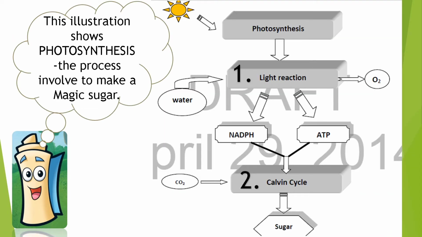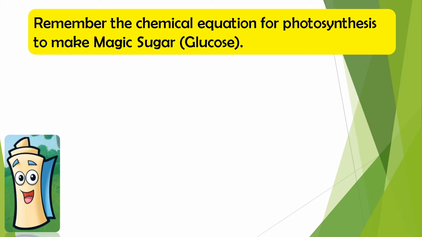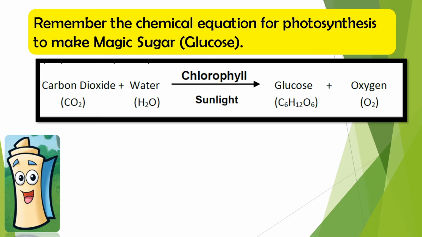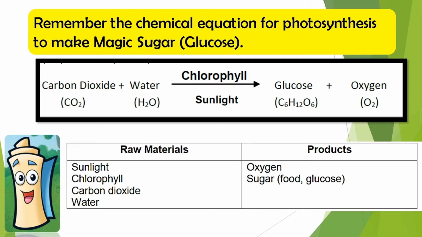This illustration shows photosynthesis, the process involved to make a magic sugar. Remember the chemical equation for photosynthesis to make magic sugar or glucose. First, you need carbon dioxide and water and chlorophyll and sunlight to produce glucose and oxygen. So the raw materials in photosynthesis are sunlight, chlorophyll, carbon dioxide, and water. And after the process of photosynthesis, it will produce oxygen and sugar.